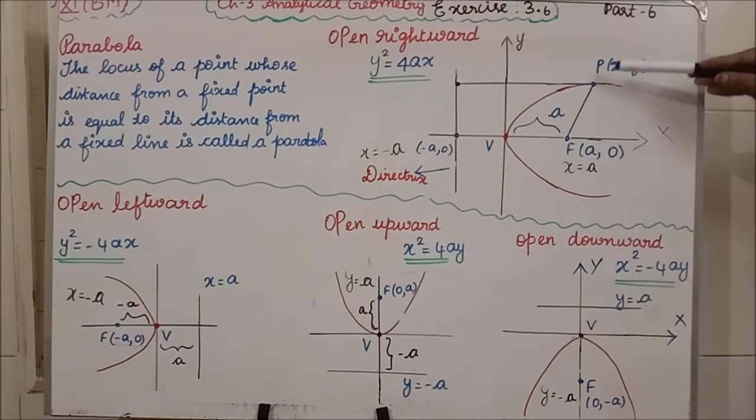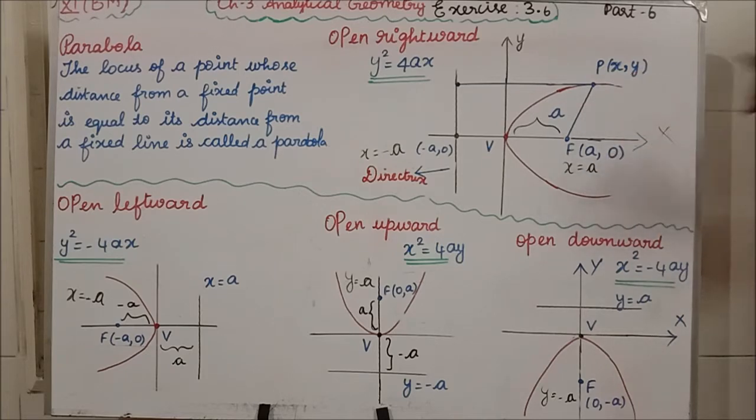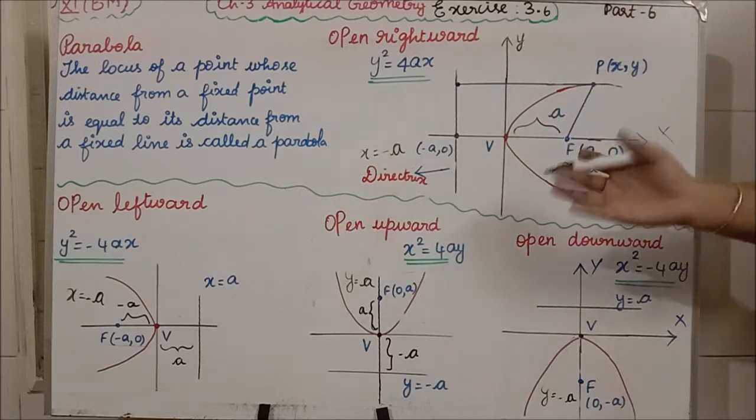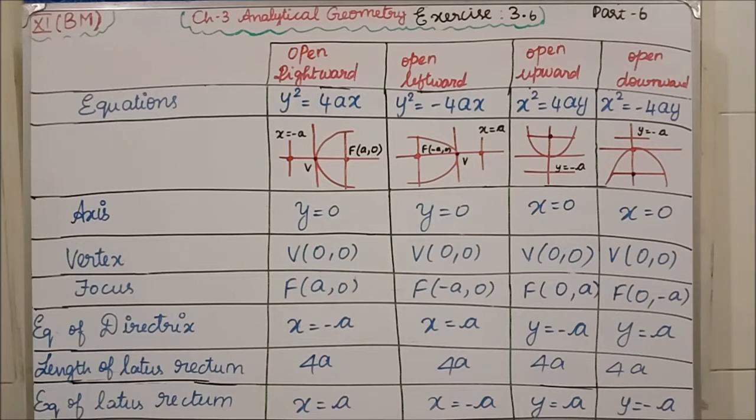The length of the latus rectum for all the diagrams, from here to here, for open rightward, open leftward, open upward and open downward, is 4a, 4a, 4a and 4a. Clear, students? Now we will see deeply in the tabular values. Now see the tabular column. I am going to explain in detail about all the directions of the parabola. First, you are going to learn about the open rightward parabola.